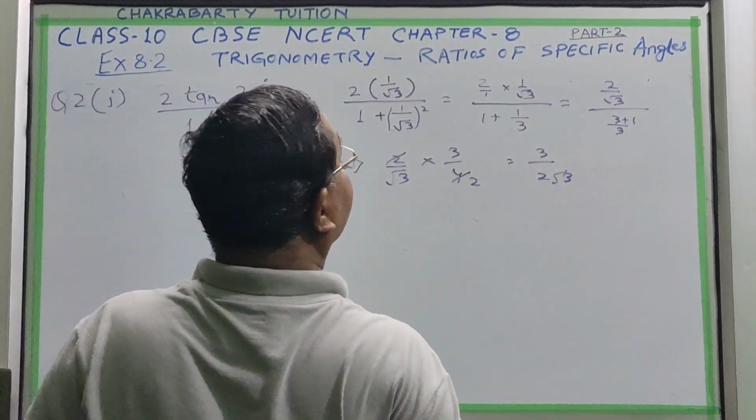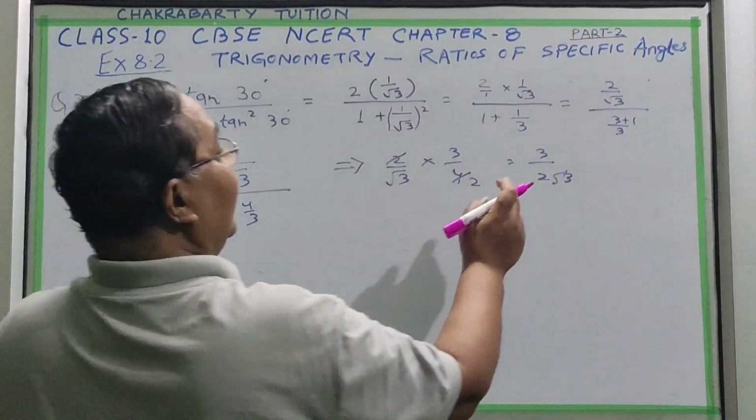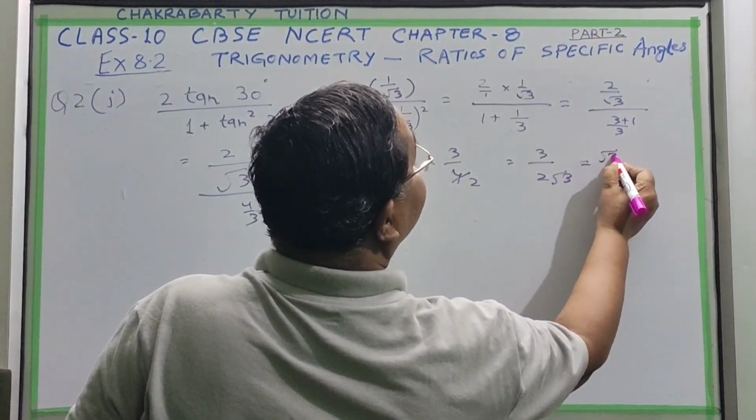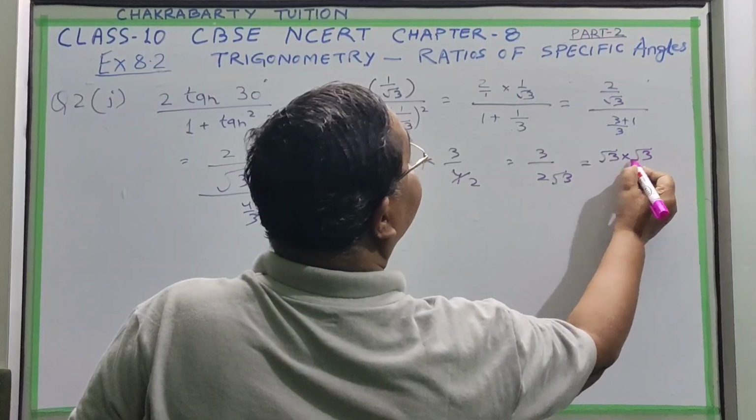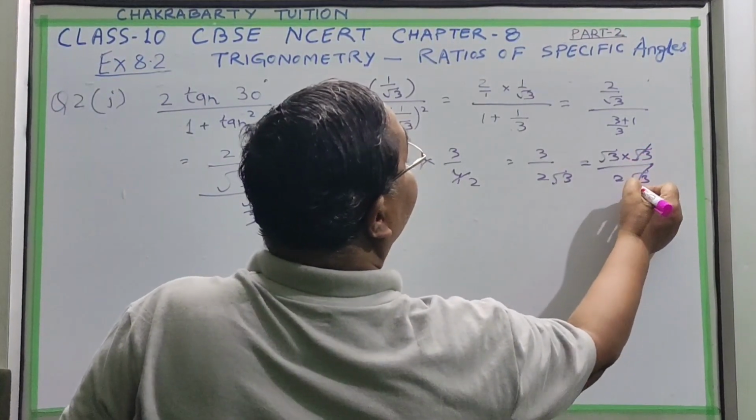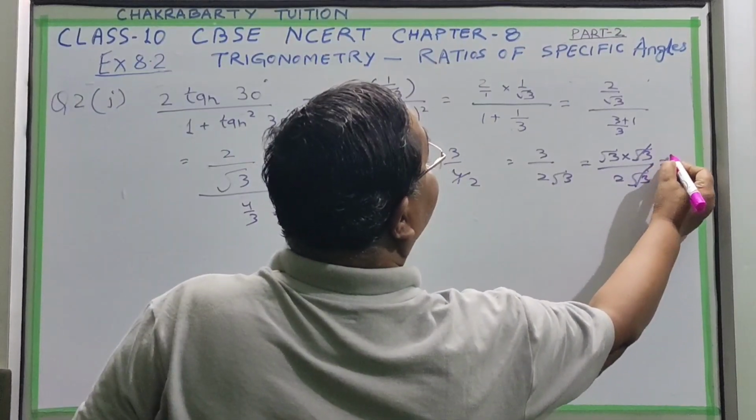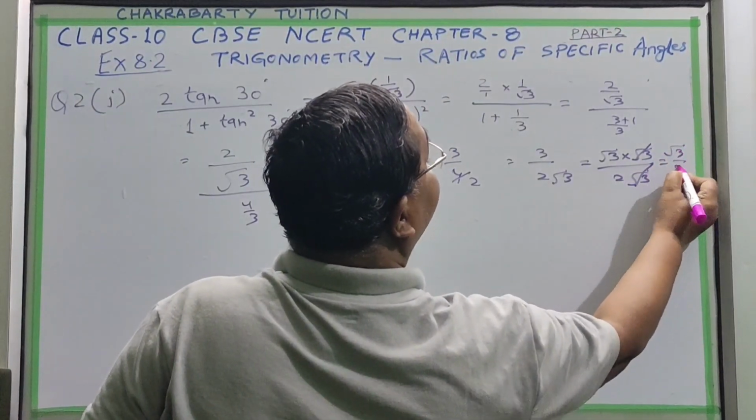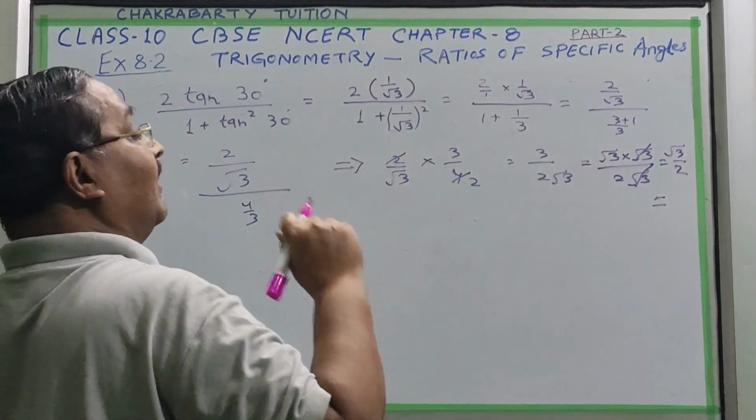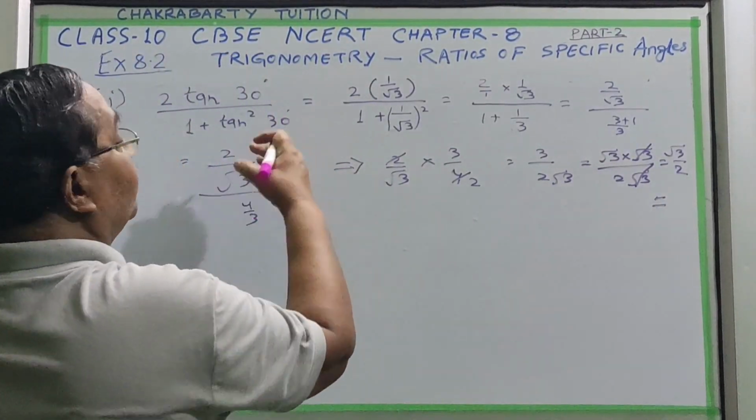One minute. And this 3 is equal to 3, we can write like this, 3 into 3 also we can write. And this 2 under root 3, here multiply sign is there, so we can cut it. Now what will remain? It will remain under root 3 by 2.